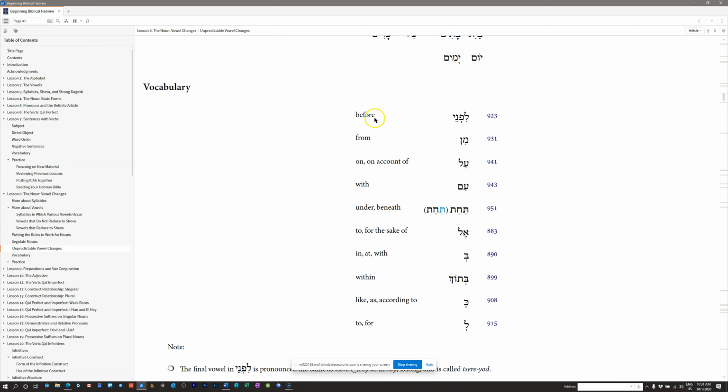Lifnei. Lifnei, before, it can also mean in the presence of, or something like that. Before, not temporally. This doesn't mean earlier than. Before is spatial here. It means in the presence of or in front of. This literally is the preposition lamed, to, and then pene comes from the idea of the face of. So to the face of is like before or opposite or in the presence of.